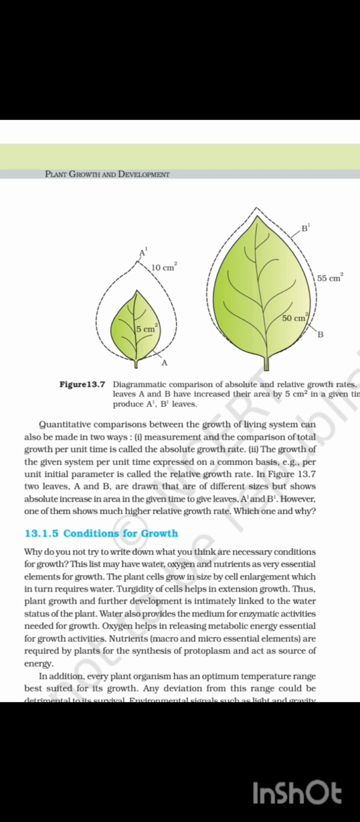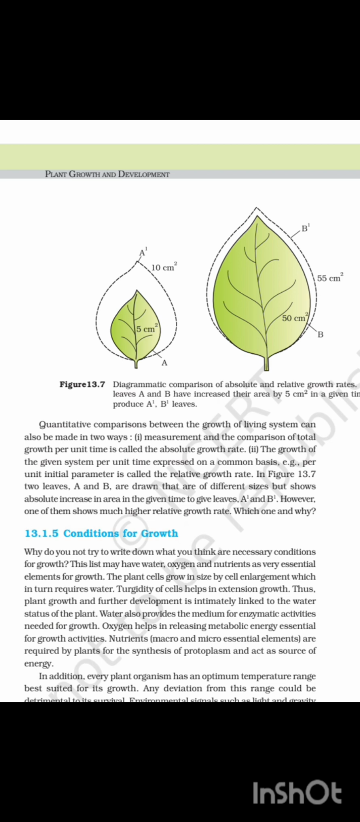Why do you not try to write down what you think are necessary conditions for growth? This list may have water, oxygen, and nutrients as very essential elements for growth. The plant cells grow in size by cell enlargement, which in turn requires water. Turgidity of cells helps in extension growth. Thus, plant growth and further development is intimately linked to the water status of the plant.